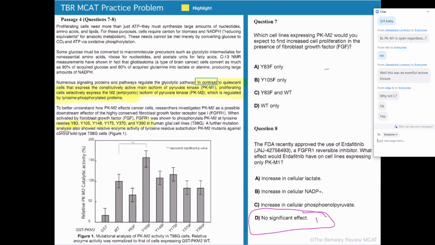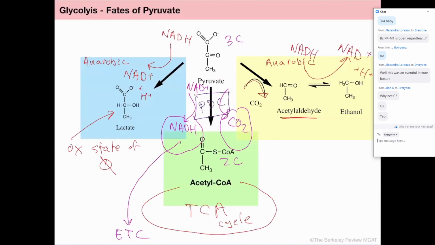Now, the only one that I would think would be a tricky question, and the one that would trick me, is this one: increase in cellular lactate. But wait, if PEP is being turned into pyruvate, isn't a fate of pyruvate lactate? Wouldn't that increase lactate concentration? That's what makes it a trick question.